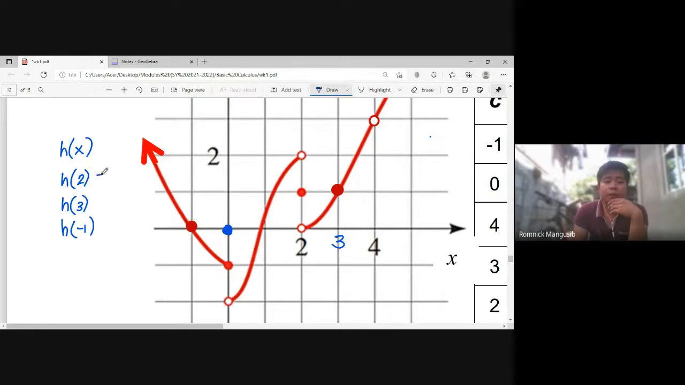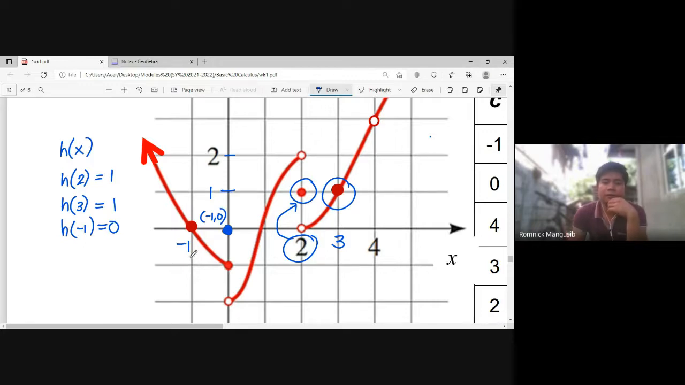Okay, halimbawa, you're asked to give the value of h of 2, pupunta ka lang kay x, at nasan yung shaded? Ito ang shaded niya. So, ibig sabihin, this is 1 because this is 2. So, the answer here is 1. So, ano ang value ng y kapag ang x ay 2? 1 ang value. Ano ang value ng y kapag ang x ay 3? 1 din. Ayan. Anong value ng y kapag ang x ay negative 1? So, kung ito ay negative 1, then this must be 0, kasi ang ordered pair nito is negative 1, 0.